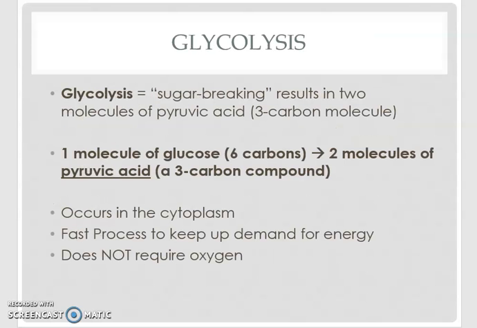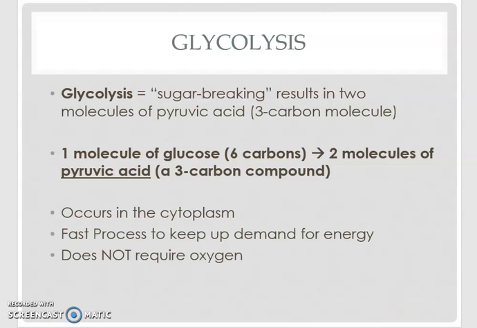Glycolysis literally means sugar breaking, and it's going to result in the formation of 2 molecules of pyruvic acid, which are 3 carbon molecules. So it takes 1 molecule of glucose, which has 6 carbons, and it breaks it into 2 molecules of pyruvic acid, which is a 3 carbon compound. Glycolysis takes place in the cytoplasm, and it's a really fast process. It happens in prokaryotes and eukaryotes, and it does not require the use of oxygen.